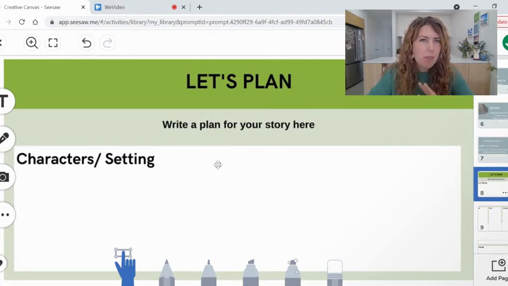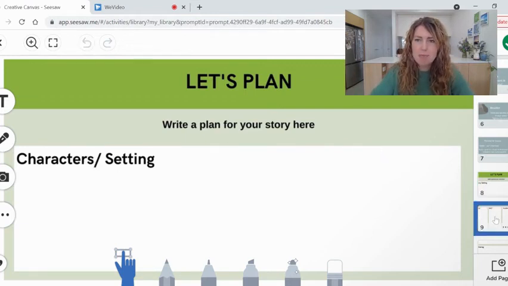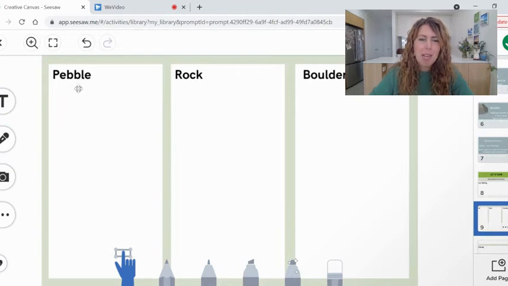Same with the setting. Where is it set? What might it look like? Give some details. Now, it's not to help us as teachers, it's actually to help you when you come to write it. The more effort you put into the plan, the easier it will be to write the story. So first of all, the characters and the setting. Then you need to plan your pebble, rock, and boulder. So you need to think about what's the first little event, what's the second event that grows, and what's your final big exciting event before the ending.